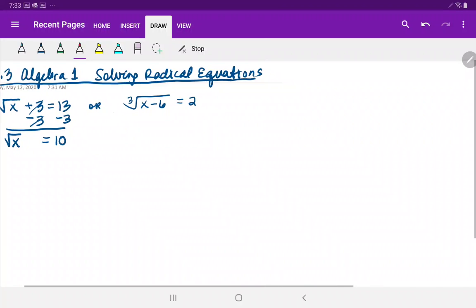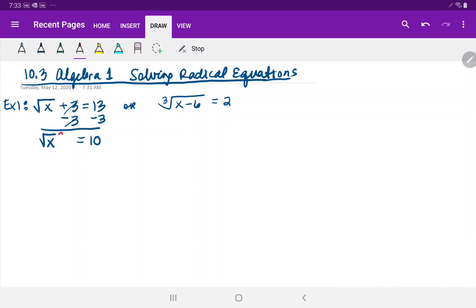Then get another colored pen out. Pause it if you need to. You're going to square both sides. The reason you're going to square both sides is because there's a 2 in the corner. Okay, so because there's a 2 in the corner is why you square both sides. And then this side you get x, and this side you get 100. And that's the end.